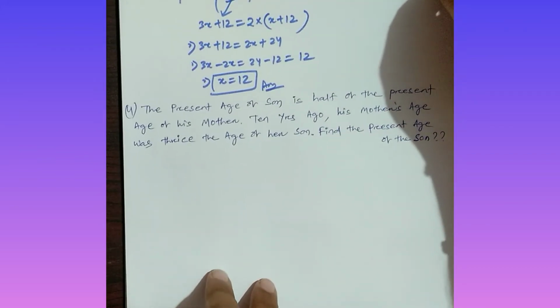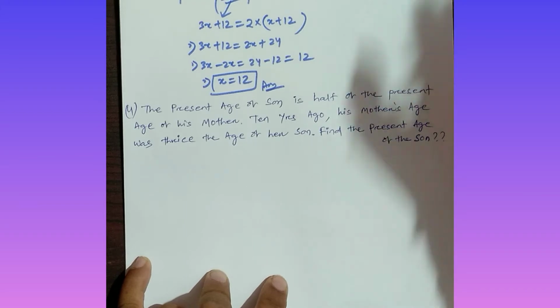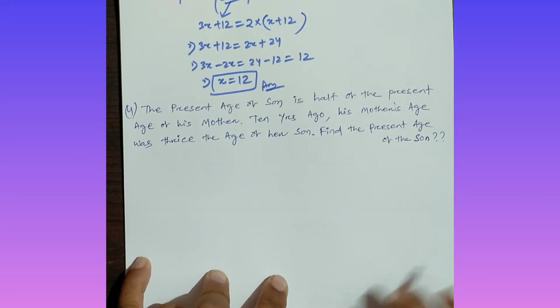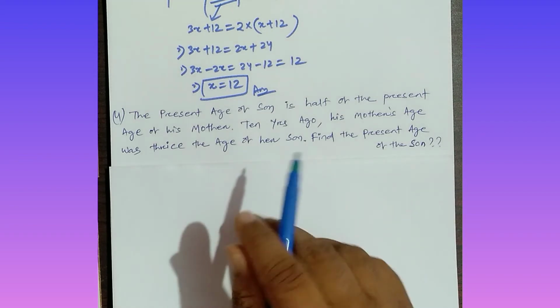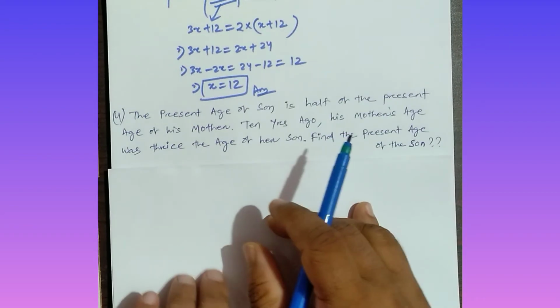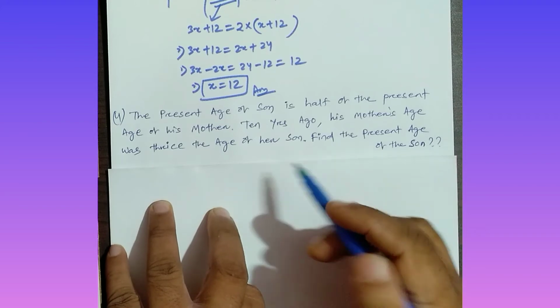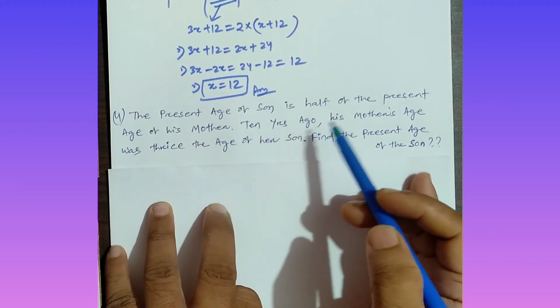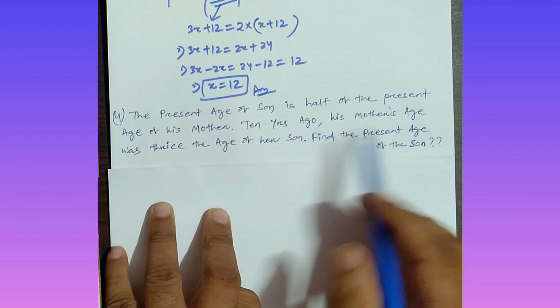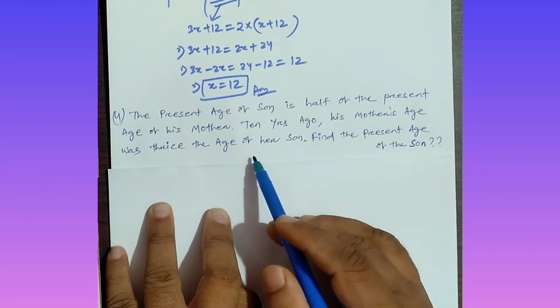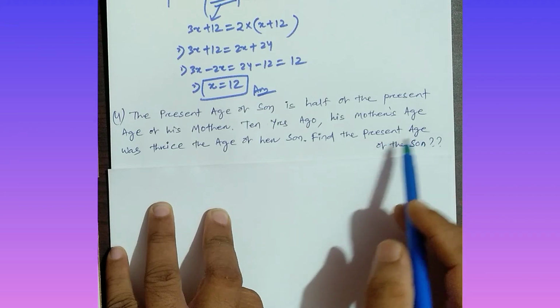Now move on to question number 4. Very interesting question. Is it visible? Just look here. The question says the present age of the son is half of the present age of his mother. 10 years ago his mother's age was thrice the age of the son. Find the present age of the son.